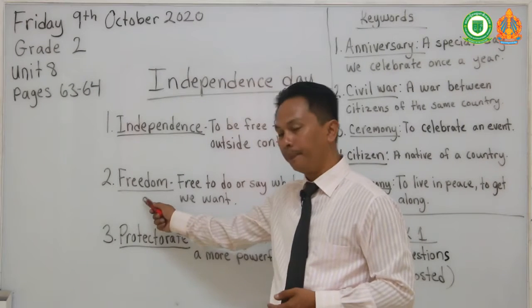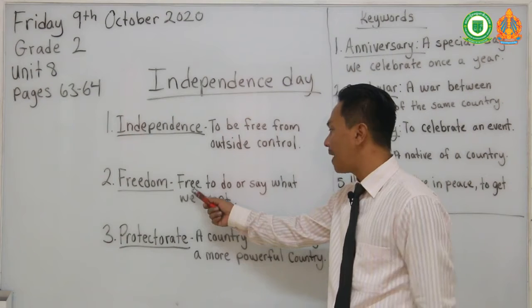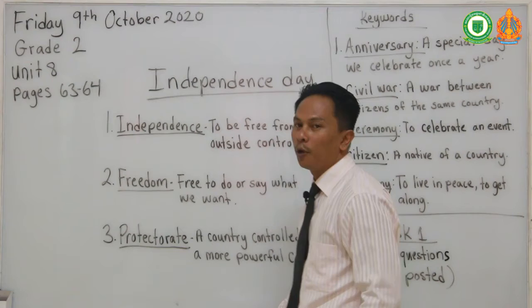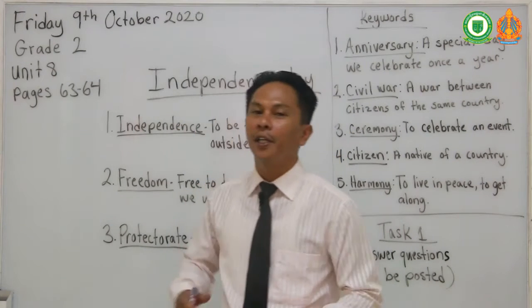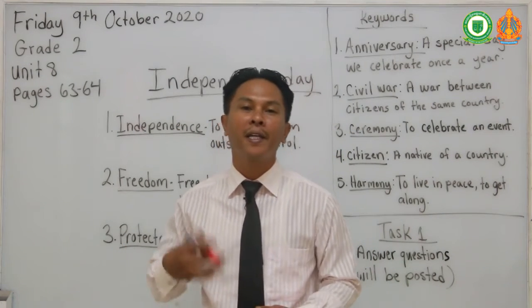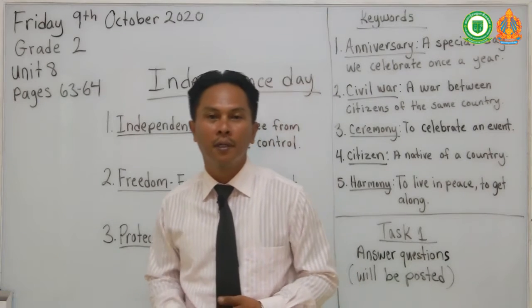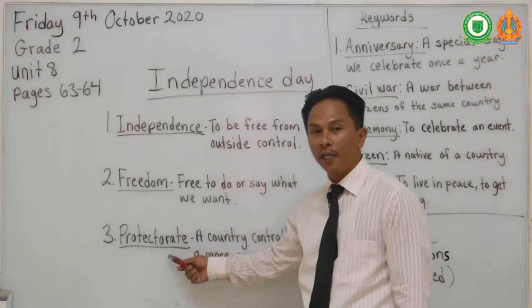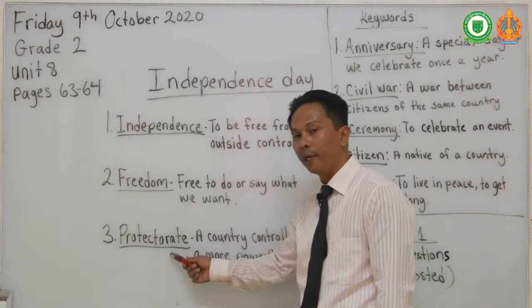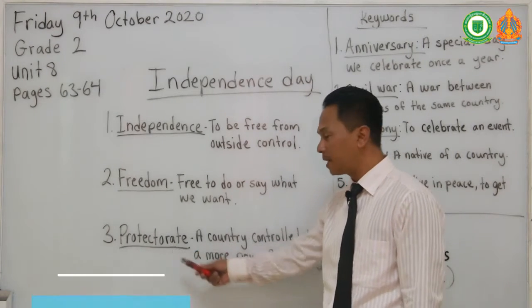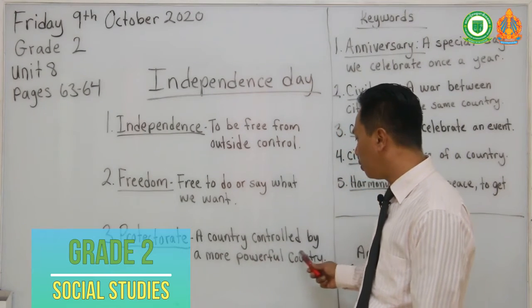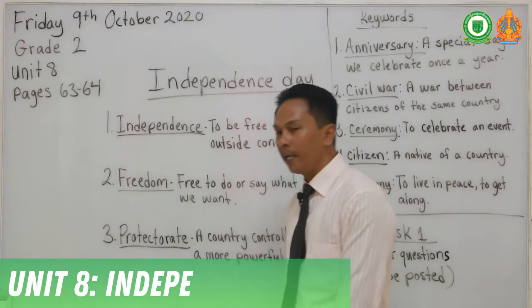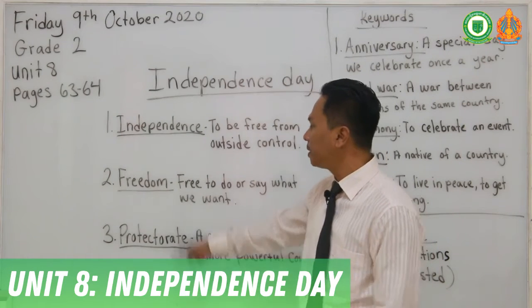And freedom. Freedom is being free to do or say what you want. So freedom is just like you can do anything or say what you want and nobody can punish you for it. Okay? And another word that I want you to know is protectorate. Protectorate means a country controlled by a more powerful country. So in the text that you guys are about to read, I'm going to explain this a little bit.